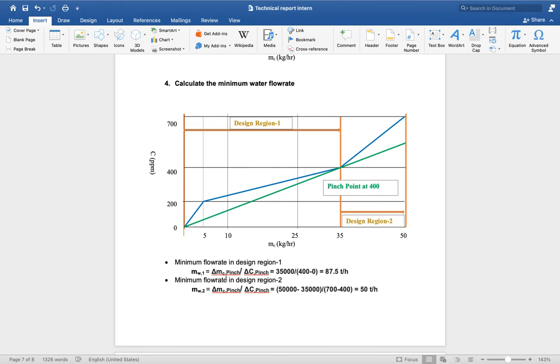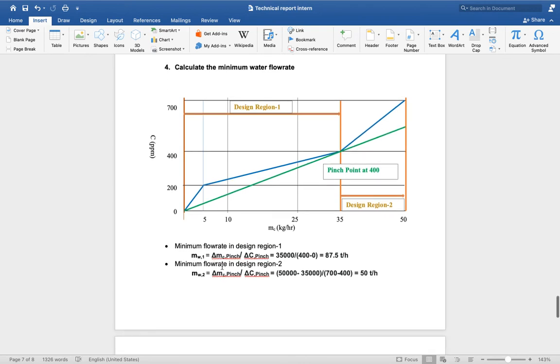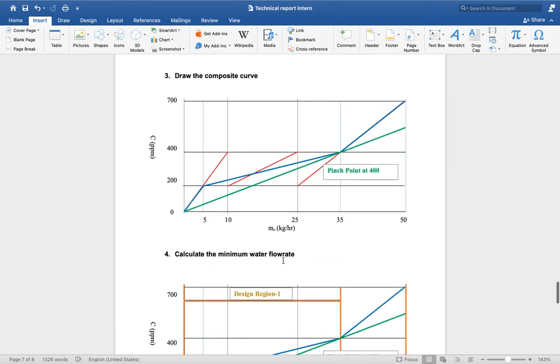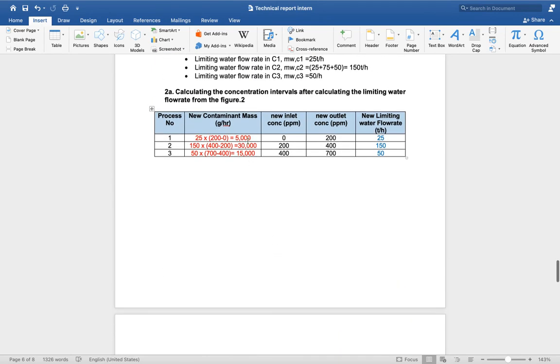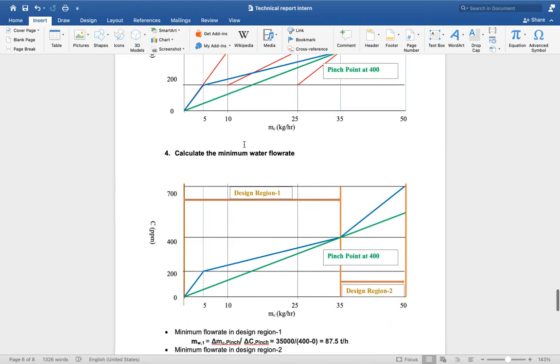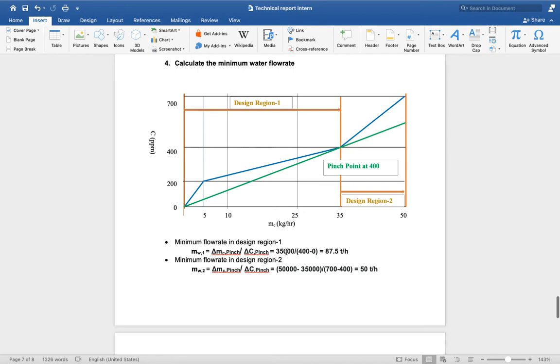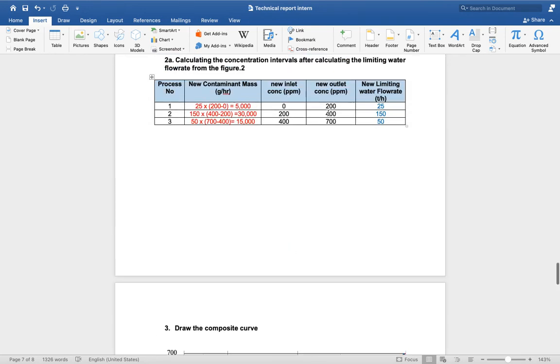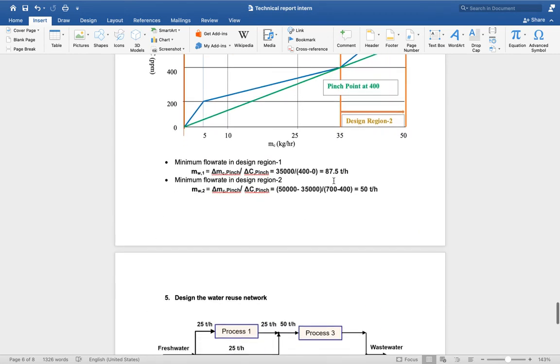For the minimum flow rate at the pinch, for delta mcp pinch and delta c pinch, we just have to add the flow rates, how much we are getting, like contaminant mass value 1 and 2. Region 1 includes these two values, so that's why we just added. The value will be 3500, and the flow rate varies from 0 to 400. So the difference is 400 minus 0, and the total value is 87.5 tons per hour.